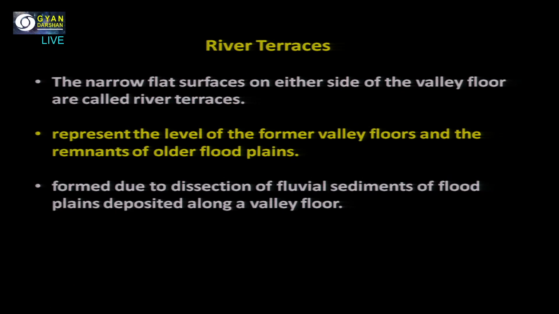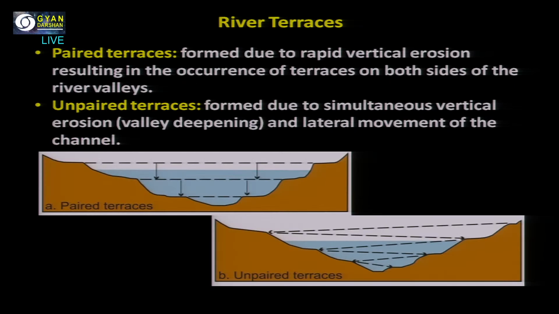Another important landform created by these processes is the river terraces, which are narrow flat surfaces on either side of the valley floor. They represent the level of the former valley floors and are the remnants of the older flood plains. These are formed due to dissection of the fluvial sediments of the flood plains which have been deposited along a valley floor. Now we can categorize river terraces into different types. Commonly we can categorize them into two types. One is paired terraces, and the second is unpaired terraces.